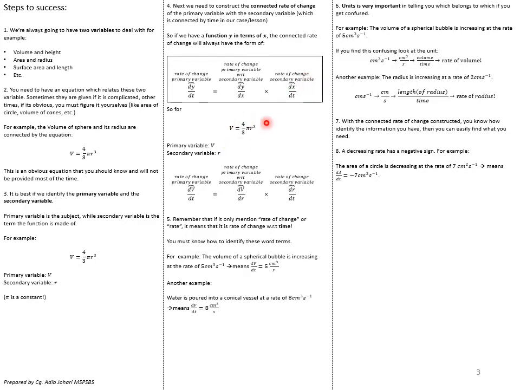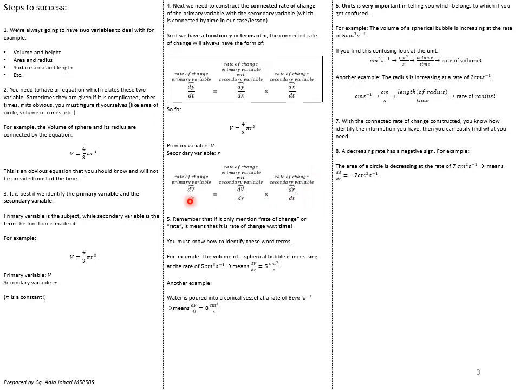Okay, so let's try for this equation of volume here. We know that the primary variable is volume and the secondary variable is its radius. So if you want to construct the connected rate of change between volume and radius, the first part here is always the rate of the primary variable. Remember, rate is always with respect to time. So dv over dt equals, this part here is always the rate of primary variable with respect to secondary variable, so dv over dr, and then multiplied by the last part, which is always the rate of secondary variable.